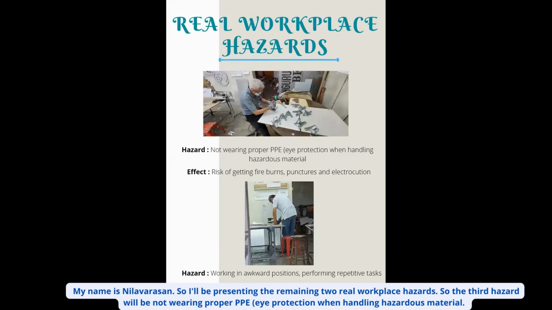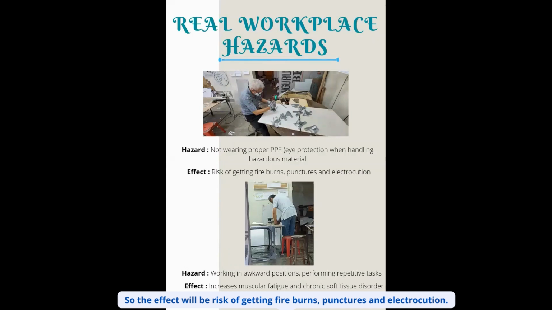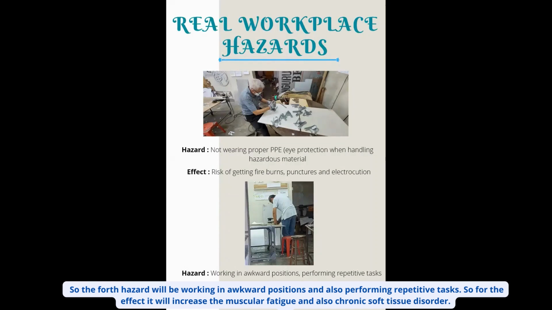My name is Lawson, so I'll be presenting the remaining two real workplace hazards. The third hazard is not wearing proper PPE, which in this case is eye protection when handling hazardous materials. The effect will be risk of getting fire burns, punctures, and also electrocution. The fourth hazard is working in awkward positions and also performing repetitive tasks. The effect is increased muscular fatigue and also chronic soft tissue disorder. Next slide.